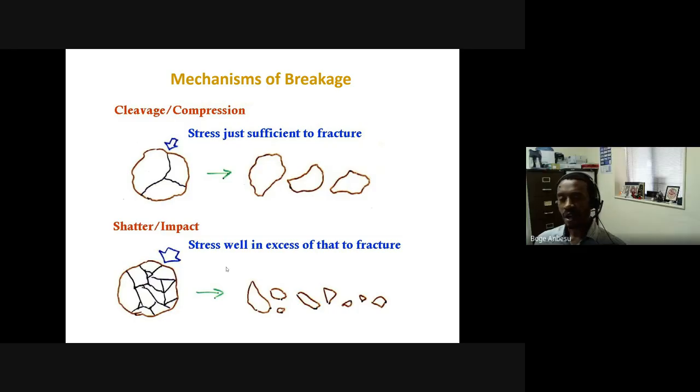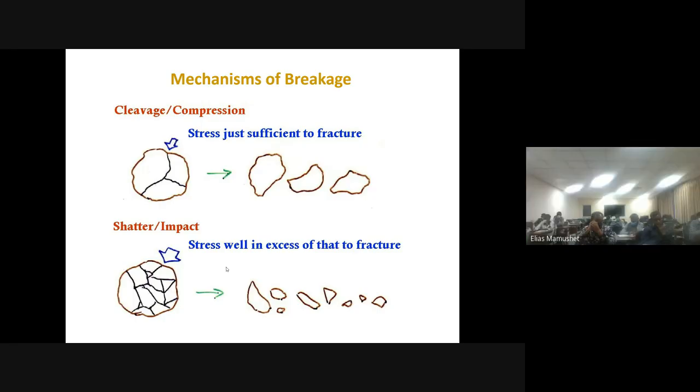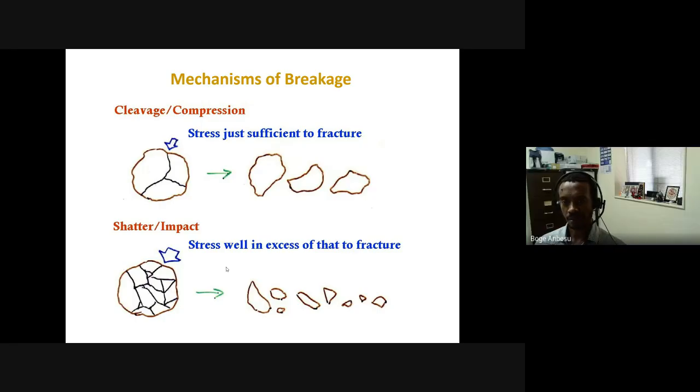If you apply a very high impact force on the rock, chances are you will end up breaking the rock into a number of smaller pieces. And usually those will be randomly broken. You produce small rocks, you produce larger rocks, and there is a wide particle size distribution when high impact force is applied.